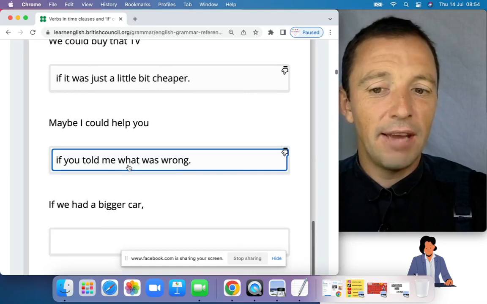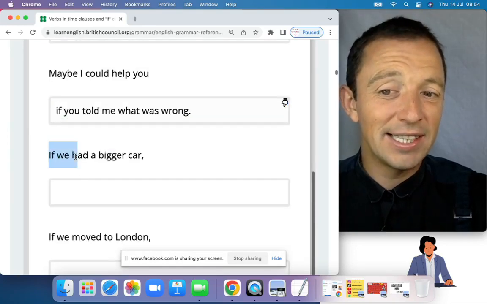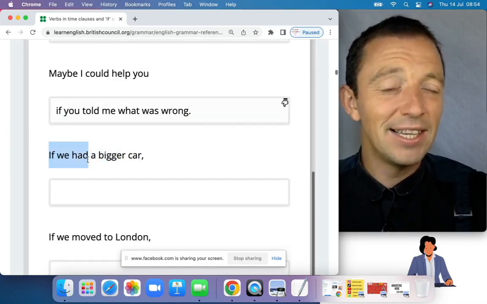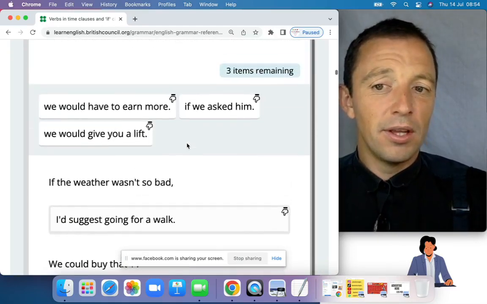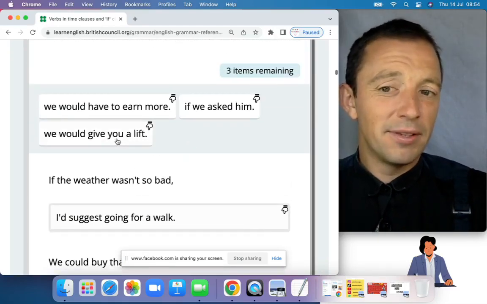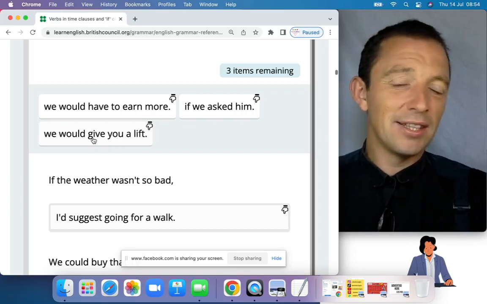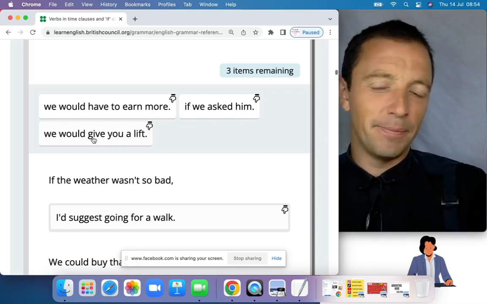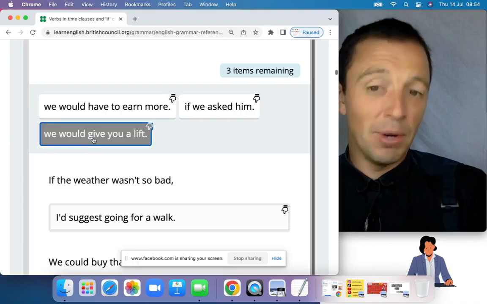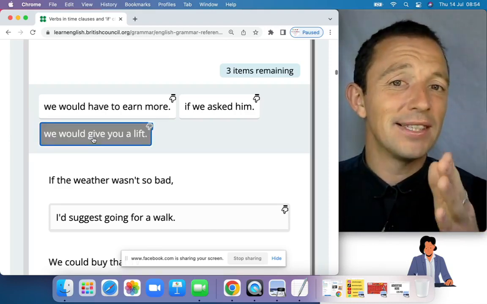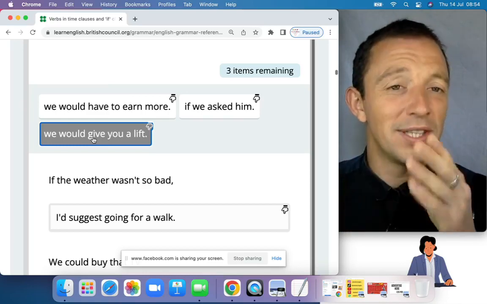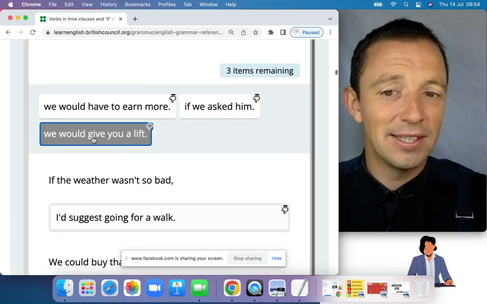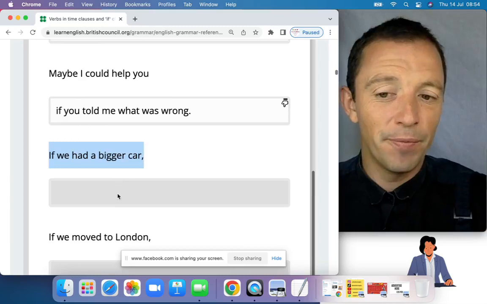Next, if we have a bigger car, hypothetically, this is the conditional clause. If we had, in the past, a bigger car, we would give you a lift. This is the modal and it's representing the present. We would give you a lift. The past, we would have given. So no, it's the modal representing the present. We would give you a lift now.